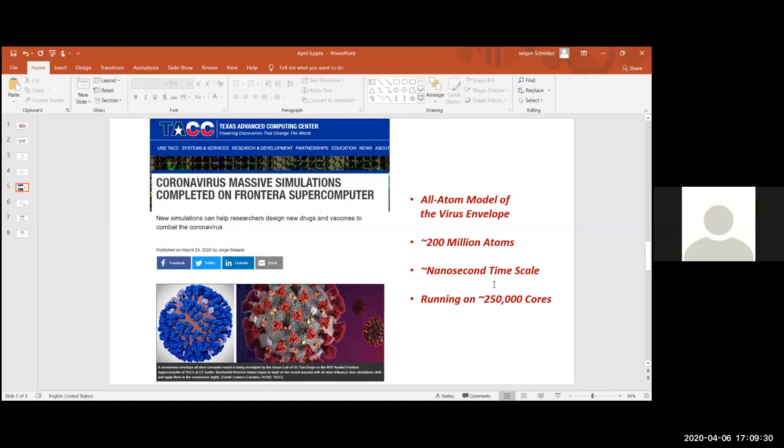And I don't have enough memory to represent 200 million atoms. But otherwise, actually, the complexity of the models is about the same as what is used by ODYSSEY. The devil is in the detail as usual, but it's very, very similar. Here, the headline: coronavirus massive simulations completed. You have to take that with a grain of salt.